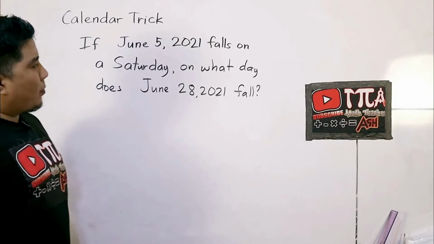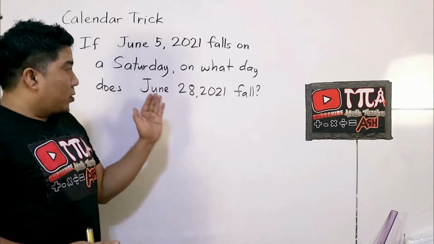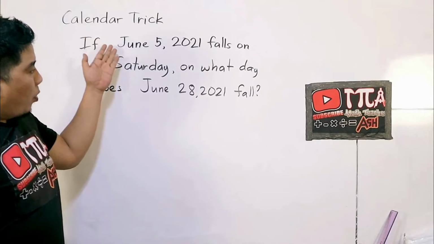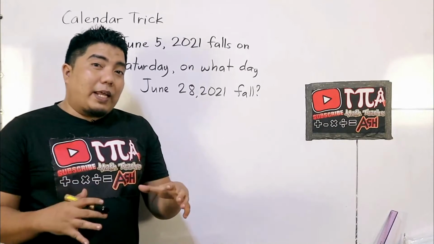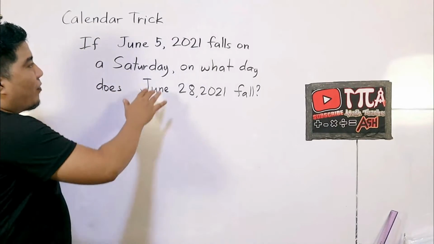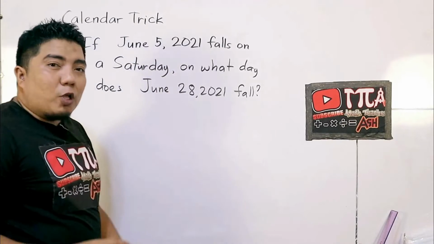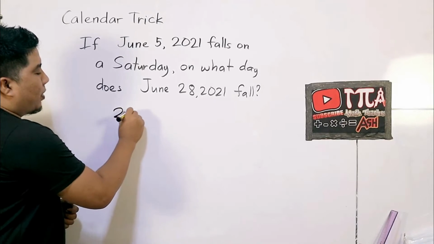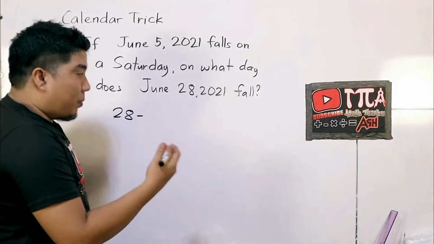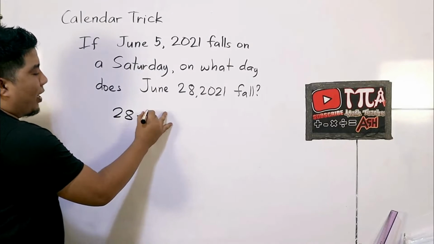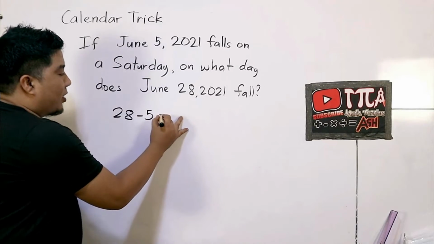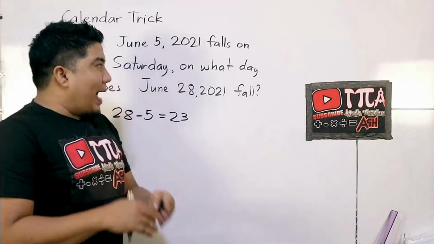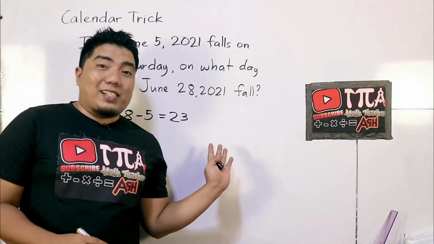Okay. Now, as you can see, my dear math learners, these two dates given are in the same year, and both of them pertain to the same month. So we have June 5 and June 28. What you will do here is very simple. You just subtract the earlier number from the later one, so that is 28 minus 5. The answer is 23. Now, it would be very difficult for you to add 23 days to Saturday, right?